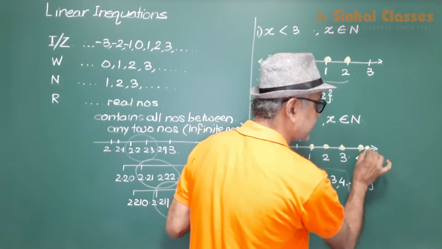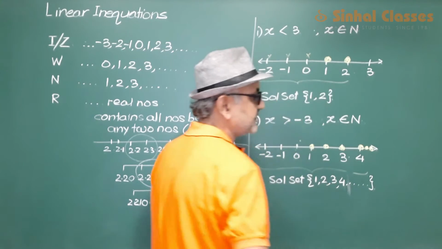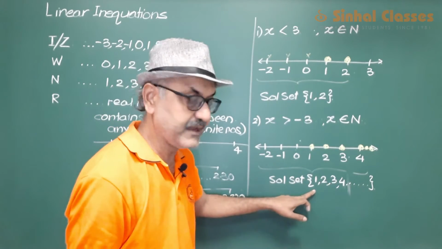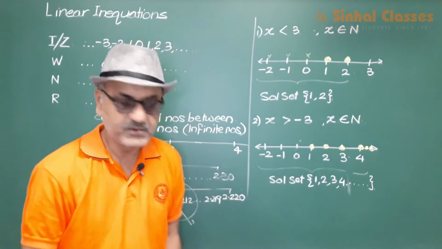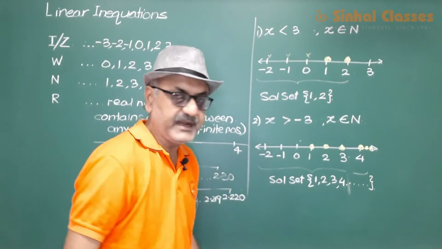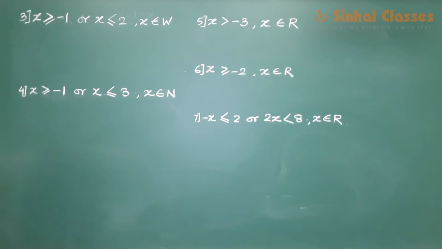So you will put 2 extra dots here on this number line, which indicates that the number starts from 1 but goes on and on and on till infinity. So this is your second number line. Now guys, let's come to the next question, question number 4.